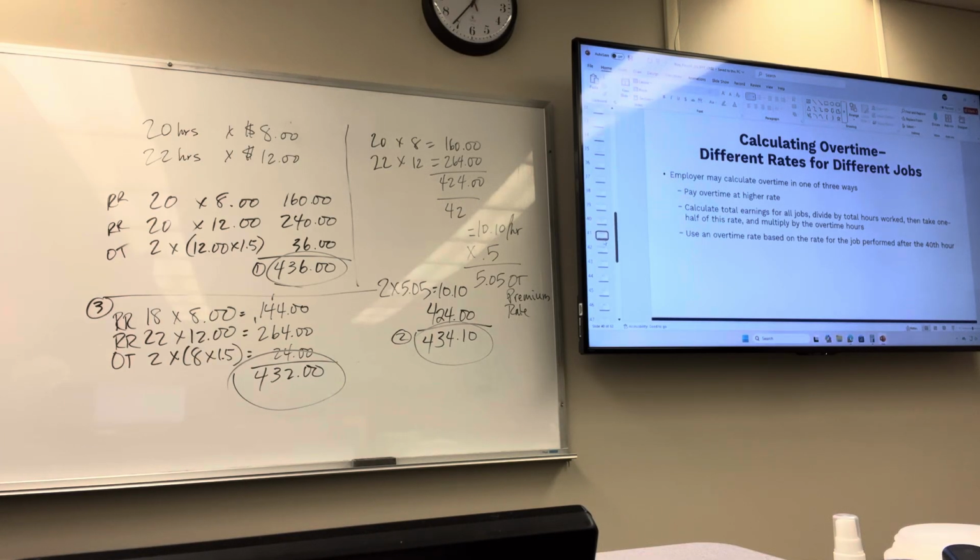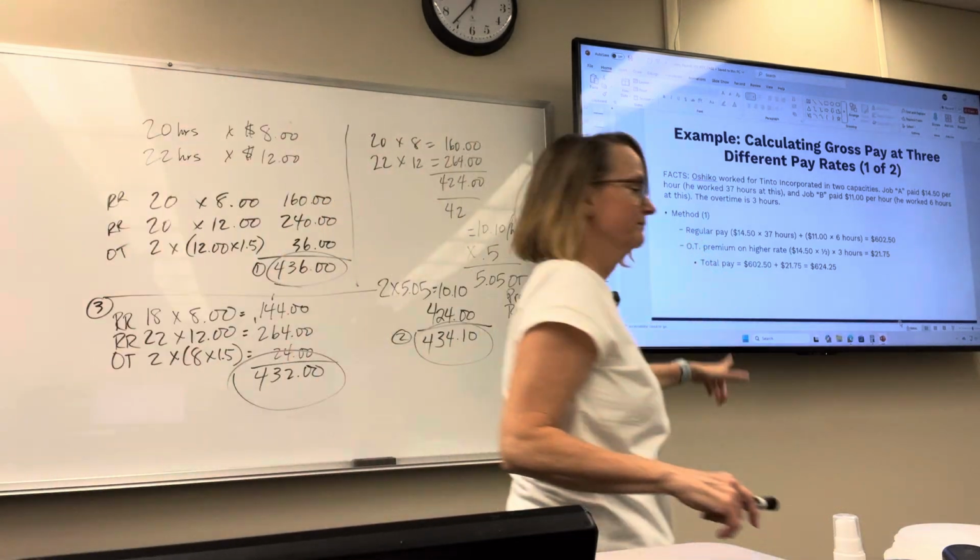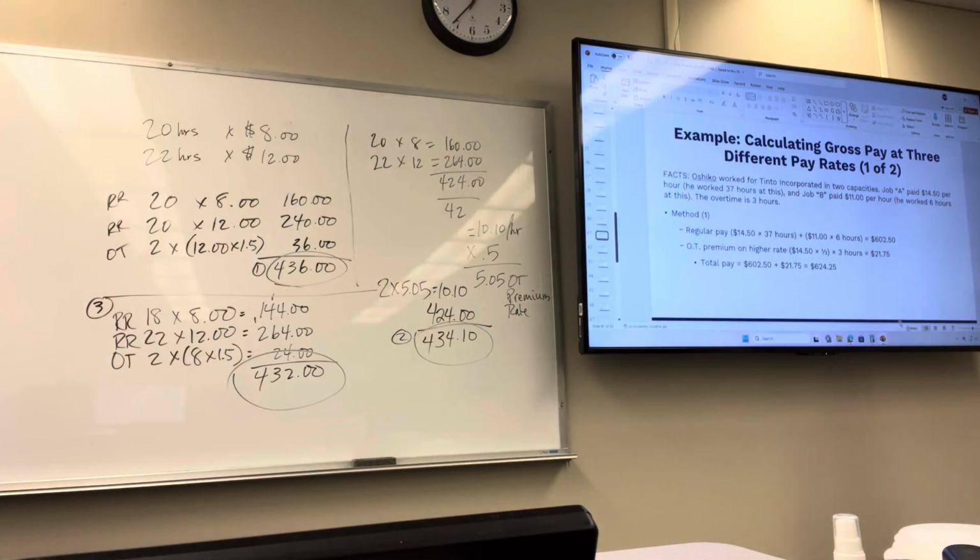Let's look at this example that they give us as well. Like I said, they're using the overtime premium method here. So we've got Oshiko worked for Tinto Incorporated in 2 capacities. Job A paid $14.50 per hour. He worked 37 hours. Job B paid $11 an hour, and he worked 6 hours at this job. Overtime is 3 hours. Again, they have not given us enough information to know which job he worked those extra 3 hours in. But we know that he worked 3 hours of overtime.